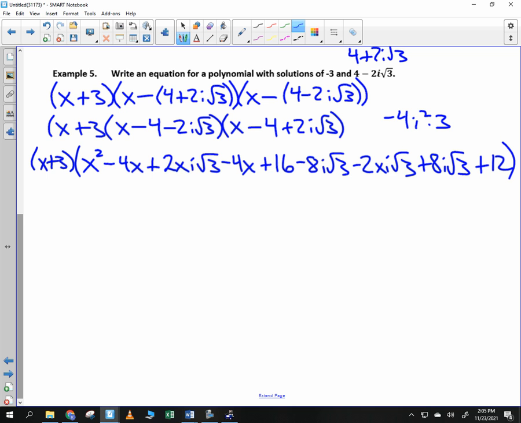Looks bad? Let's make it look pretty. What cancels? Yeah, so Jack says 2xi root 3 and negative 2xi root 3. Those are gone. Braden, what else is gone? I thought I took your answer. Yeah, negative 8i root 3 and positive 8i root 3. That kind of cleans things up a bit, doesn't it?